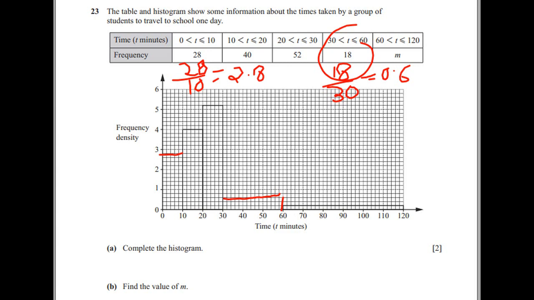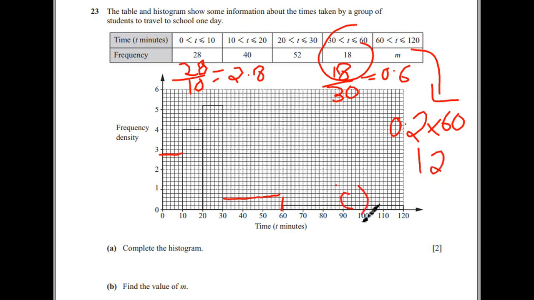Alright, so next find the value of m. M is the frequency of this bar. It can be found by finding the area of this bar. So the height is 0.2 and the width is 60. So the value for m is simply 12.